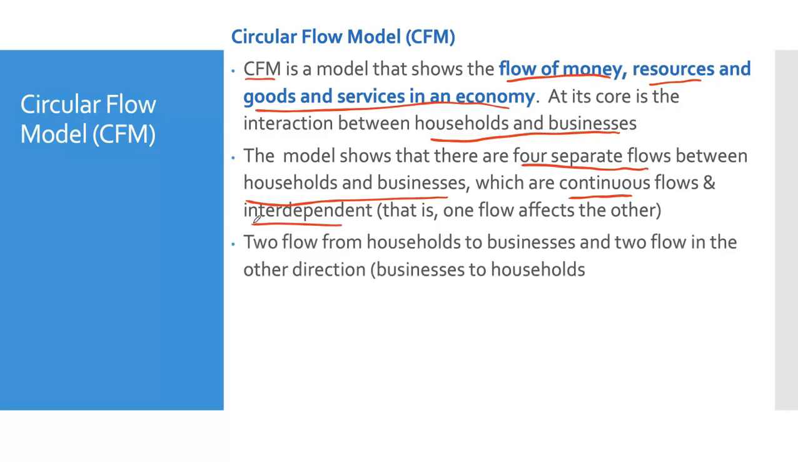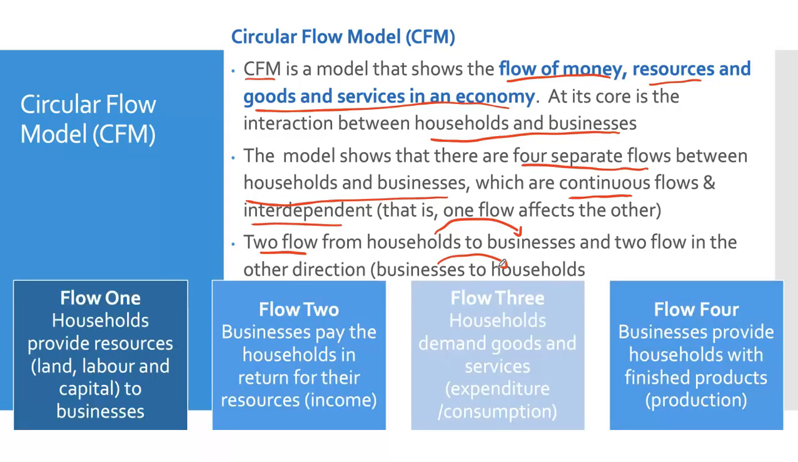What are the flows? It's important to categorize that 2 of these flows go from households to businesses. So money, resources, and goods or services are going from households to businesses. And 2 flows go in the other direction, businesses to households. Let's go through these flows in a summary on this slide and then each one in a bit more detail. Here are the 4 flows.